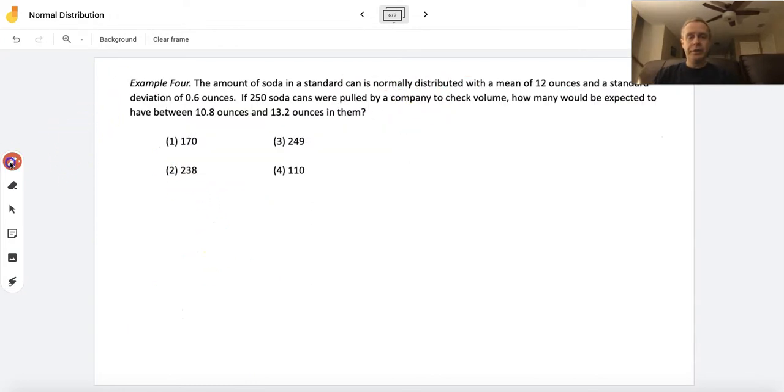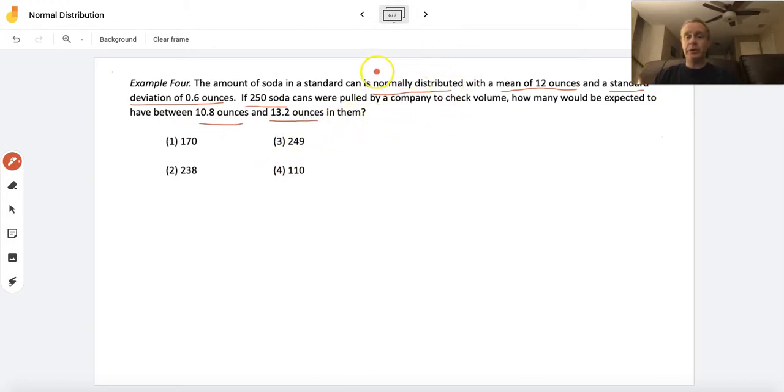Okay, so now let's look at one last problem that involves normally distributed data. In example 4, the amount of soda in a standard can is normally distributed with a mean of 12 ounces and a standard deviation of 0.6 ounces. If 250 soda cans were pulled by a company to check volume, how many would be expected to have between 10.8 ounces and 13.2 ounces in them?